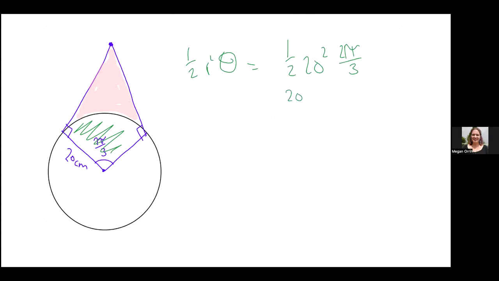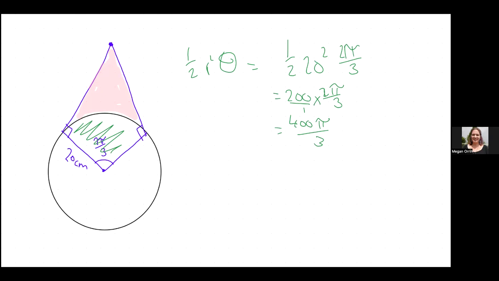So it's 200 times 2 pi over 3, which is 400 pi over 3, right? Think of this as being over 1 and you multiply straight across top and bottom. So that means the area of the sector is 400 pi over 3. Don't I just need to subtract that from the area of the whole thing?